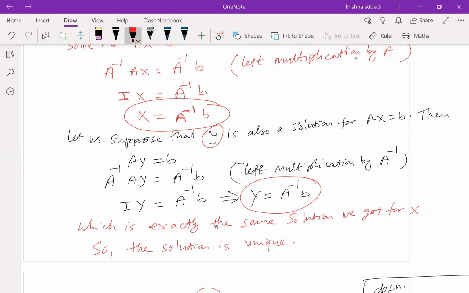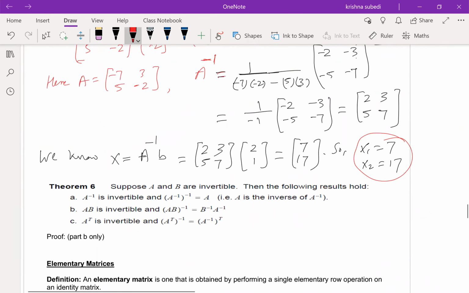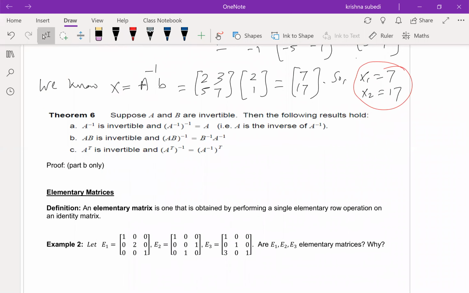Okay, if there is no question, then we will move on. Let us look at a theorem very quickly, and then we will learn how to find the inverse of a 3 by 3 matrix. First, let us look at this theorem. Suppose A and B are invertible, then the following results hold. Part A: A inverse is invertible, and the inverse of A inverse will be the same thing. Keep that in mind.